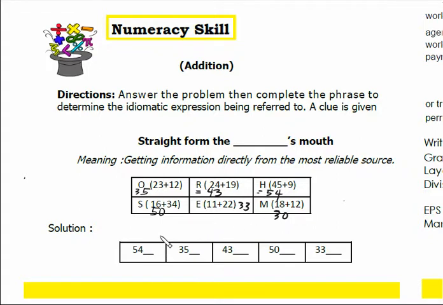Now let's collect. It says 54 is letter H. 35 is letter O. And 43 is R. And 50 is S. And 33 is E. There is no use for letter M. So actually the answer here is straight from the horse's mouth, with apostrophe S. We're done.